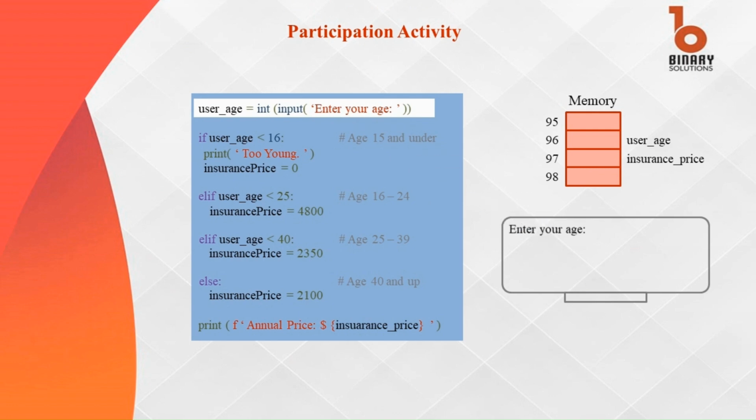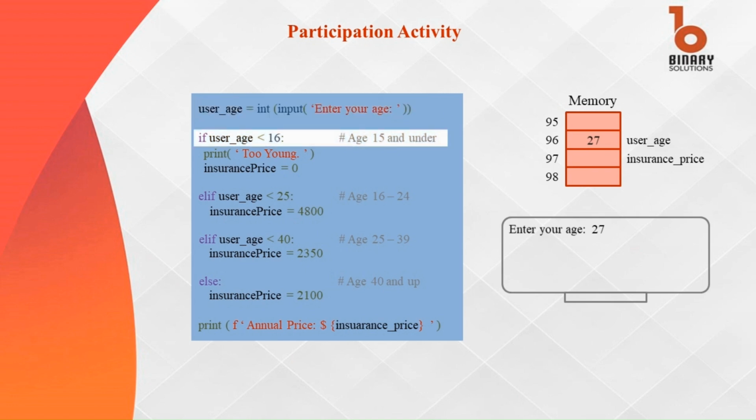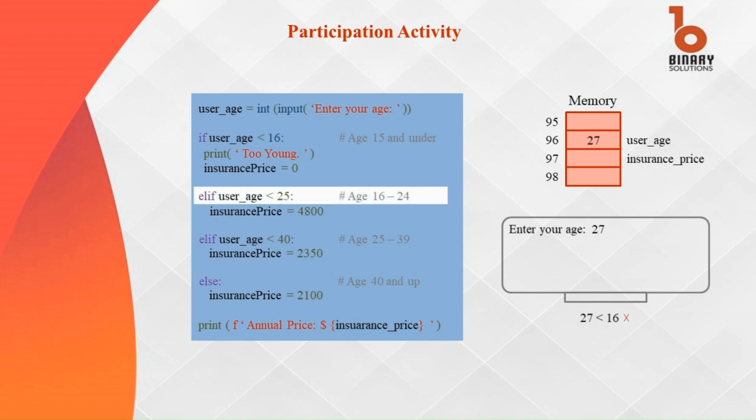In the first step, the user enters 27 as their age, which is stored in memory as the variable user age. The multi-branch if-else begins by checking if user age is less than 16, which evaluates to false since 27 is greater than 16. In the second step, the next branch checks if user age is less than 25. This condition also evaluates to false because 27 is greater than 25.